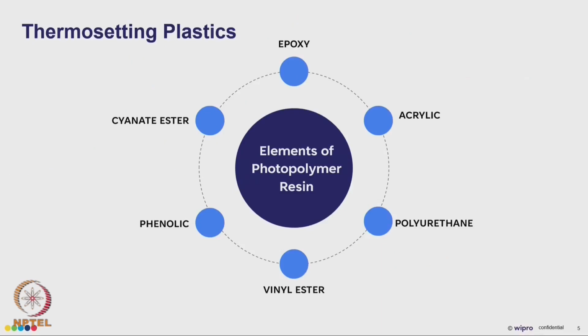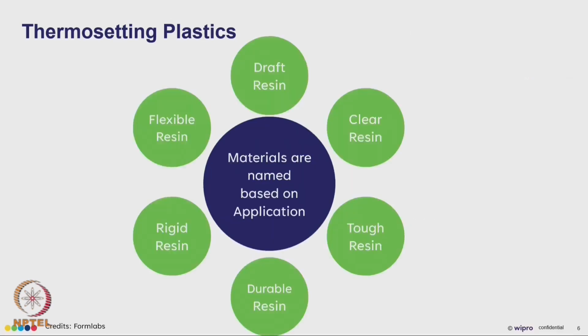That means in the case of photopolymer resin, what we have seen is there are different elements available in the thermosetting plastics, but when it comes to the photopolymer resin, different ranges of these materials are added into it, where we have seen epoxy, acrylic, polyurethane, vinyl ester, phenolic resin, cyanate ester. These kinds of elements are added based upon the requirement of the application. So these are some of the application based resin names.